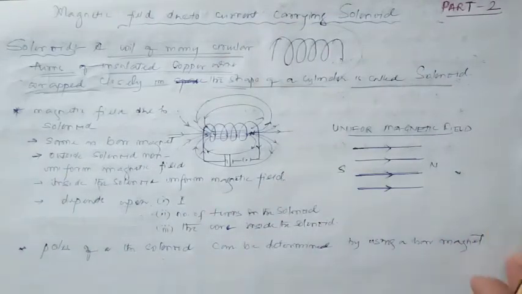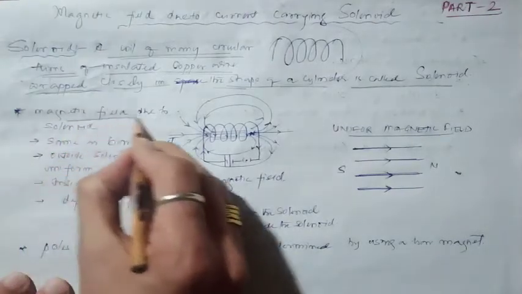Now if we allow the current to pass through this coil, what happens? This also becomes the source of the magnetic field. So now let's discuss what is the nature of the magnetic field around this solenoid. How do we determine the direction of the magnetic poles, the north pole and the south pole? And what's the nature of the magnetic field around a current carrying solenoid? Let's discuss. Student, magnetic field due to solenoid.